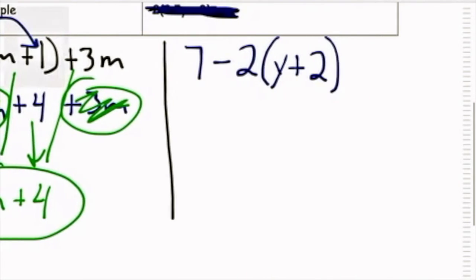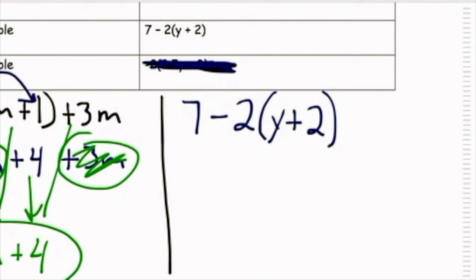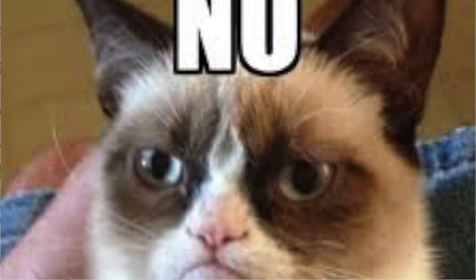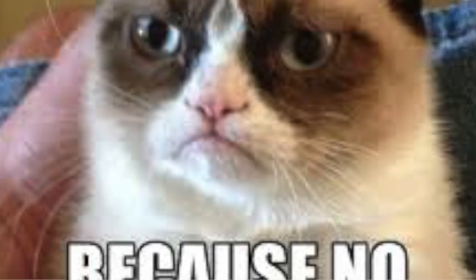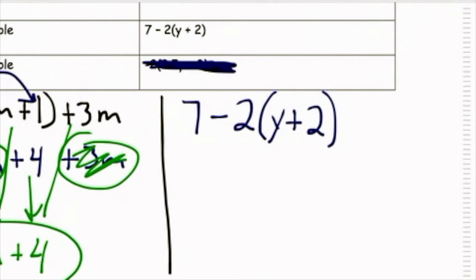Last example. So with 7 minus 2, open parentheses, y plus 2. A lot of students really just want to do 7 minus 2. It's like, it's right there, I want to do it. But you're not going to do it because you're going to have to remember that technically you're still following PEMDAS. And when you do PEMDAS, you must multiply before you add or subtract. Meaning you have to multiply the -2 to both terms before you can do 7 minus 2.